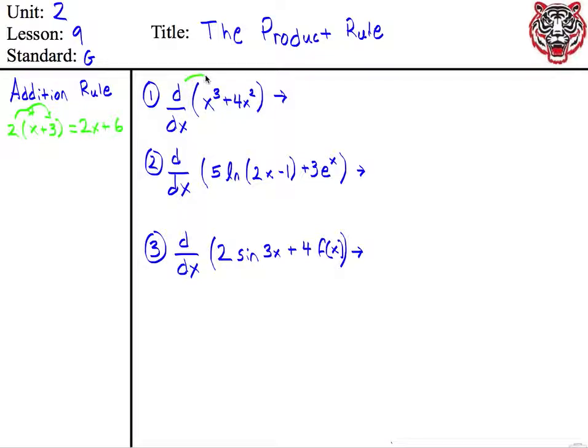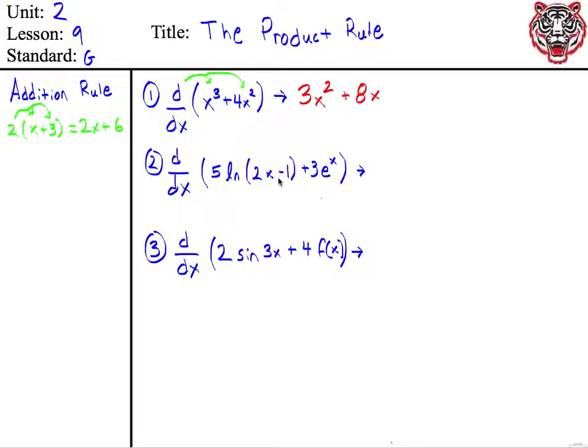So I'm going to say d dx, the derivative of x cubed, and that becomes 3x squared. And then I take d dx, the derivative of 4x squared, which is 8x. So it's going to be plus 8x. This is the addition rule. We've already done this. This is review for us, right? Okay, so let's go ahead and try it again with our second example.